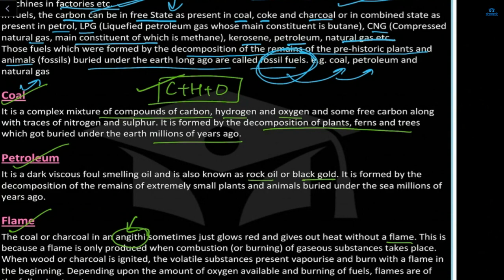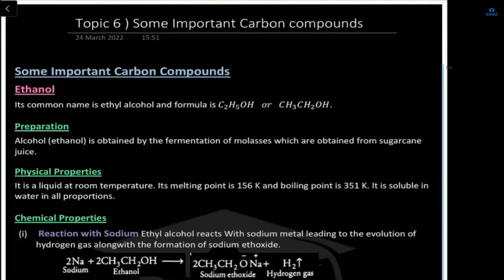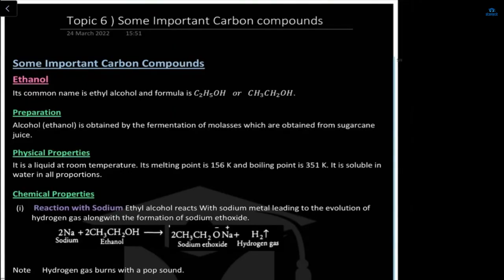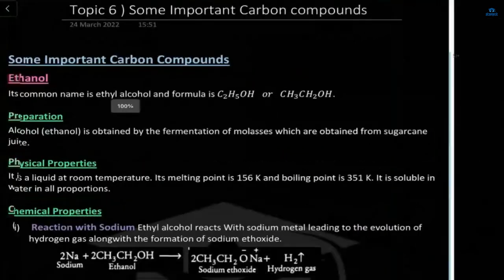Okay? What is the next part? The next part is some important carbon compounds. So what is the first important one? First is ethanol. Second is ethanoic acid. Third is acetic acid. Okay, so first we will go through what ethanol is.